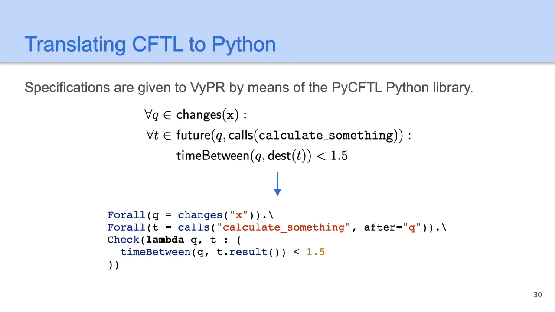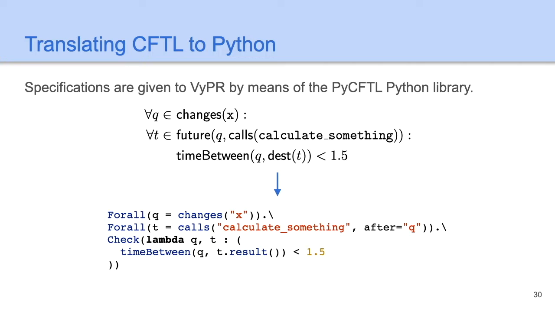Finally, we see how to translate the time between operator into PyCFTL. And as can be seen here, there's almost no difference. In fact, in this case, the PyCFTL code gets slightly more intuitive because instead of having this dest operator that's present in the original CFTL version, now we have this variable t that holds a transition, and we can call the method result on it, which gives us the concrete state immediately after it.